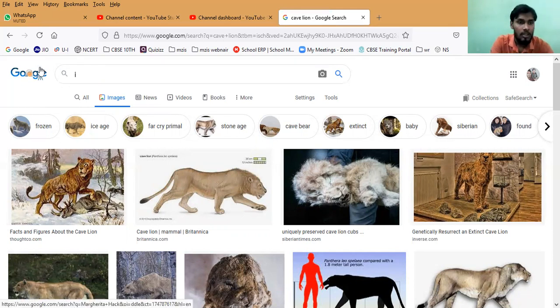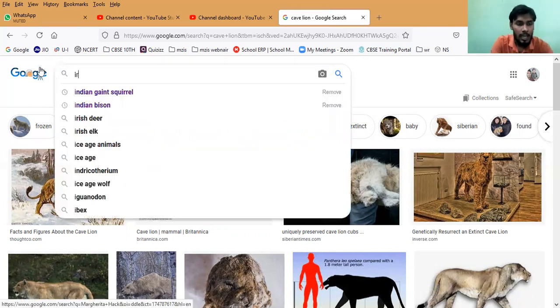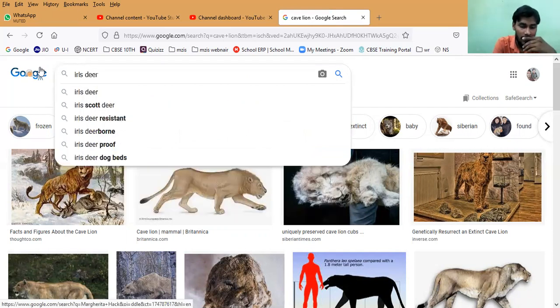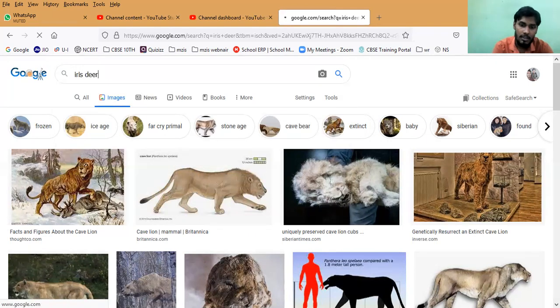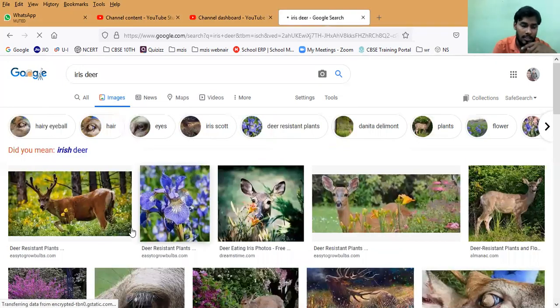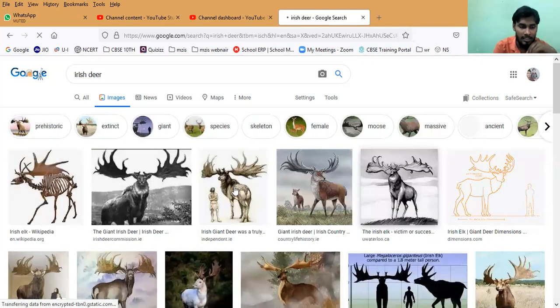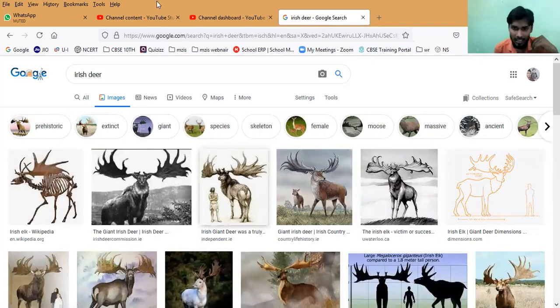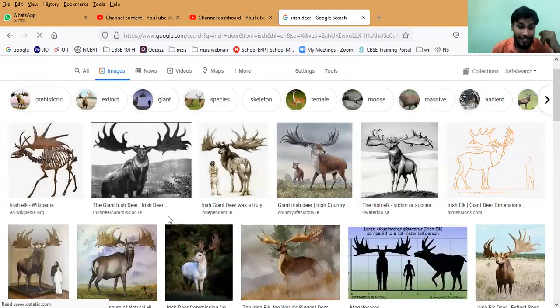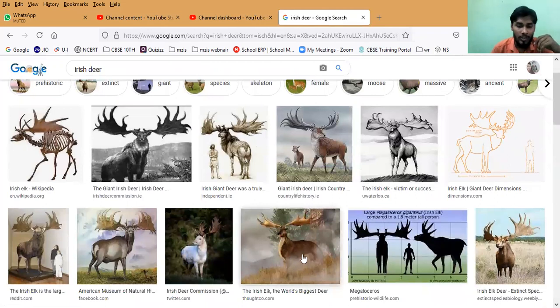Next what? Sir, Irish deer. Correct? Yes, sir. This is called as Irish deer. That is a wrong spelling. This is called as Irish deer. No more existed. Some animals you can watch in English movies.